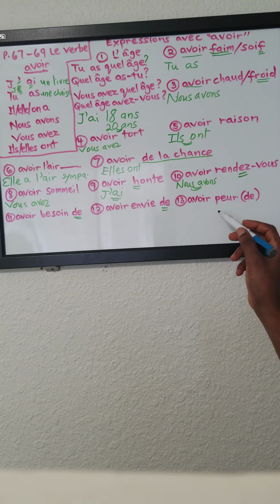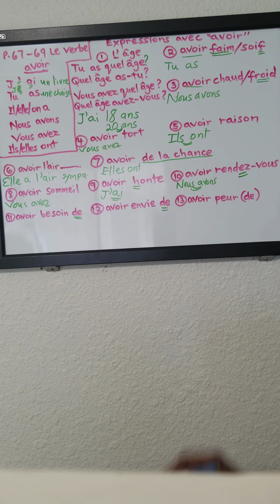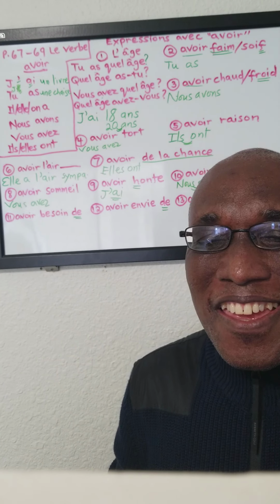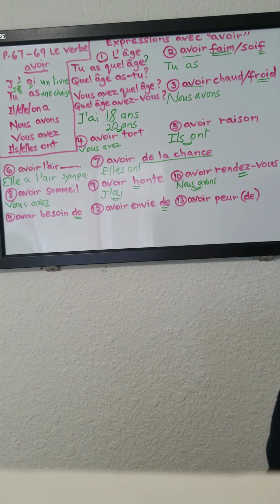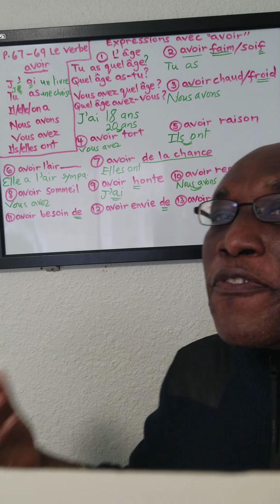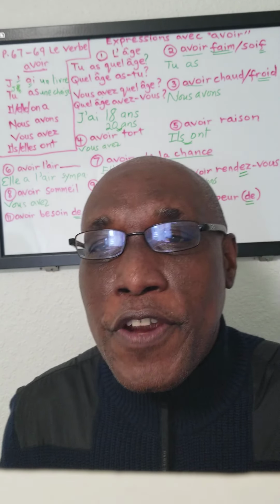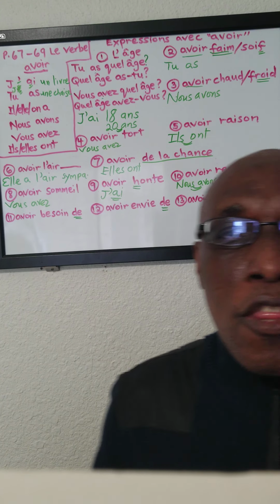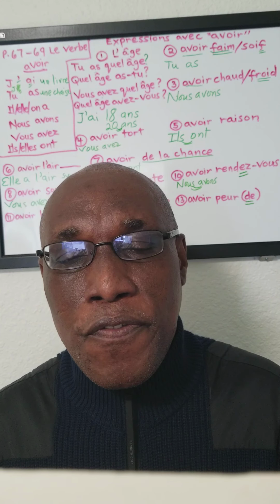Okay, the last one can stand alone. Avoir peur, peur, like a cat purring, right? Peur. Okay, you roll your R. Avoir peur, to be afraid, can stand on its own, just like in English. I'm afraid, right? I'm afraid of a lion. I am afraid of going home. So you can use avoir peur in three instances: standing alone, with a noun, or with a verb.